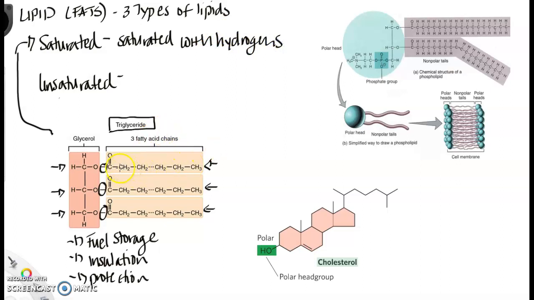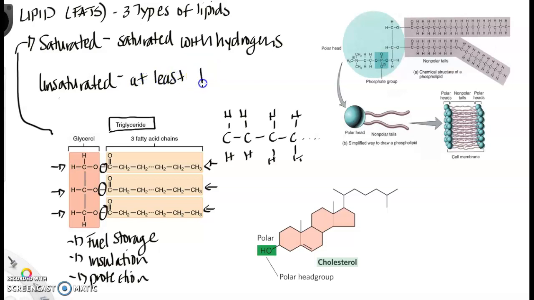So all of these right here, here's a carbon, and then the other 2 bonds are 2 hydrogens. So basically it looks like carbon, carbon, carbon, hydrogen, hydrogen, hydrogen, and so on. Okay? An unsaturated fat or fatty acid has at least 1 double bond.